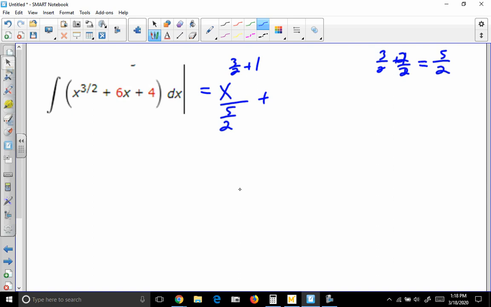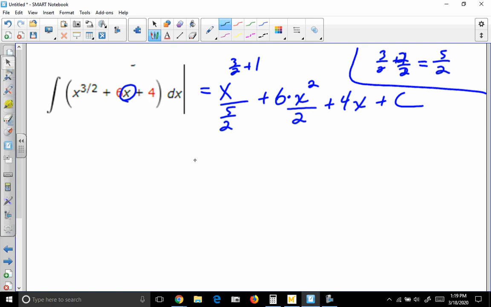Now, just as with derivatives, if we have a coefficient, we leave the coefficient alone, and then we take the antiderivative of the variable part. So we do x to the 1 bigger power over that power, and then when we take the antiderivative of a constant, we pick up our variable. Since we're doing dx, our variable is x, so we pick up an x, so 4x, plus an arbitrary constant.